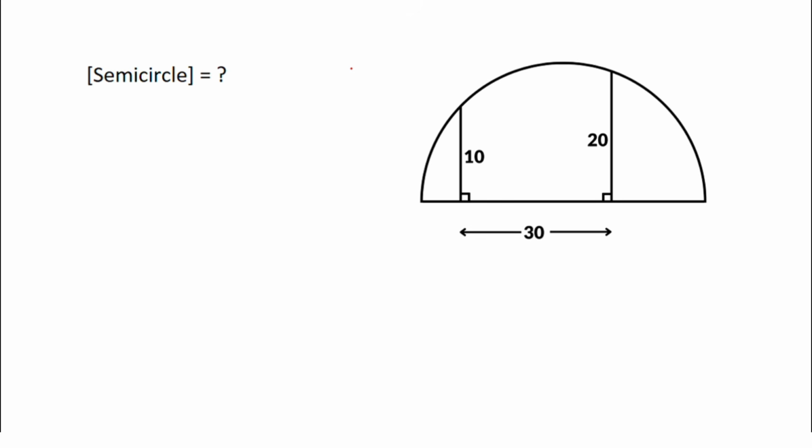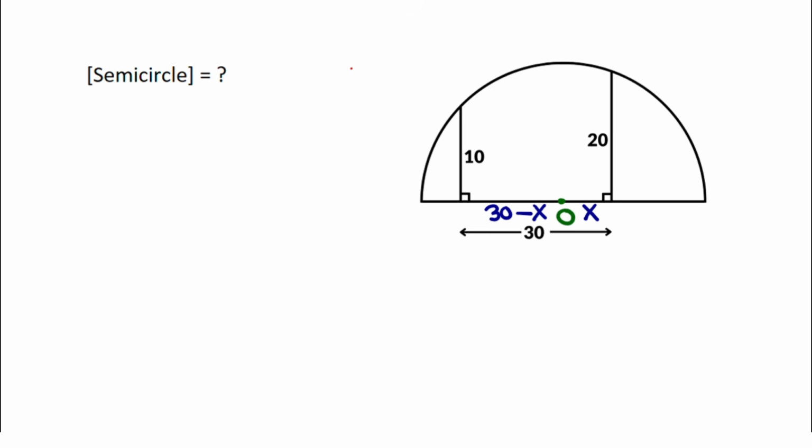To find the area, we just need the radius. Now, mark the center of the semicircle. Call it O. We don't know exactly where it is, so let's assume the right part of the base is X. That means the left part must be 30 minus X. Now, here's the key step.